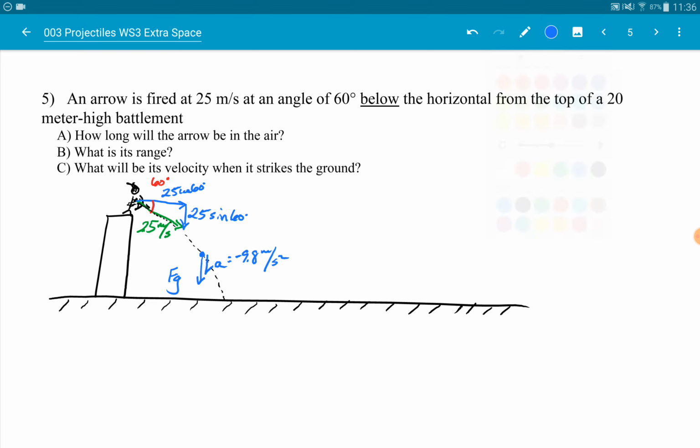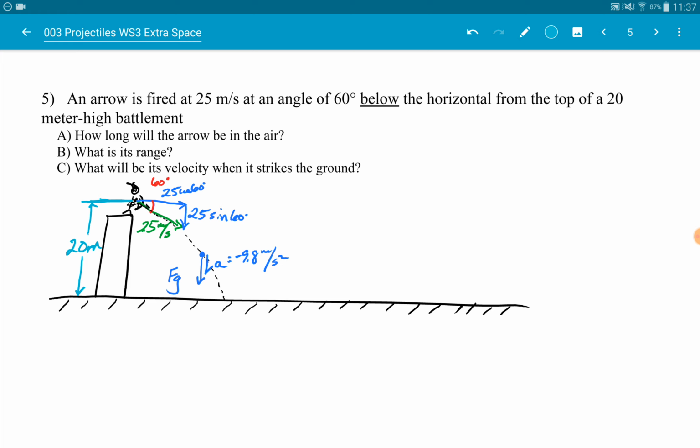And what else do we know? We know how high that battlement is. Let's go label that. So this height, and technically, we should have said that the arrow starts 20 meters high. You'd say, well, because he's holding it above the battlement. Yes, you're correct. Didn't give us that information, so we'll assume that the arrow itself is 20 meters high. I got all the information down there.